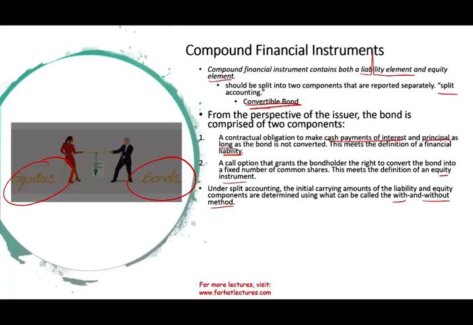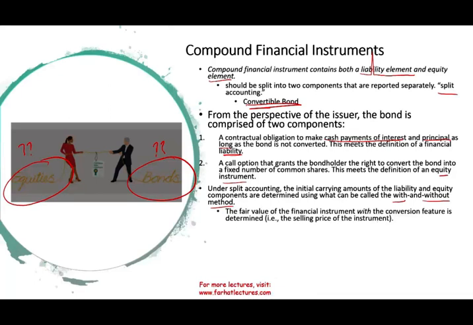So what we have to do is when we sell the bond, we're going to get one price. When we sell the convertible bond, the company would receive one price. So they have to determine how much of that money is for the bond and how much of that money is for the call option, the equity component, because it's a compound financial instrument. It has both a bond and a liability. Not either or, it has both.